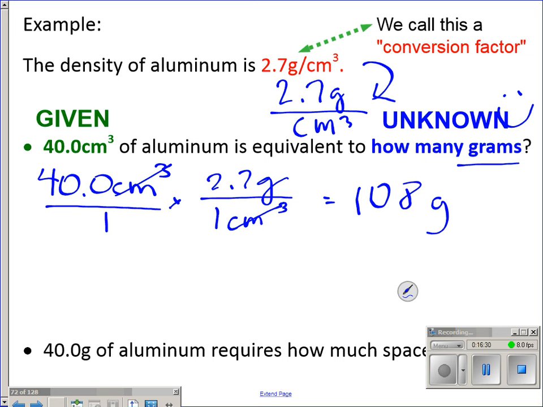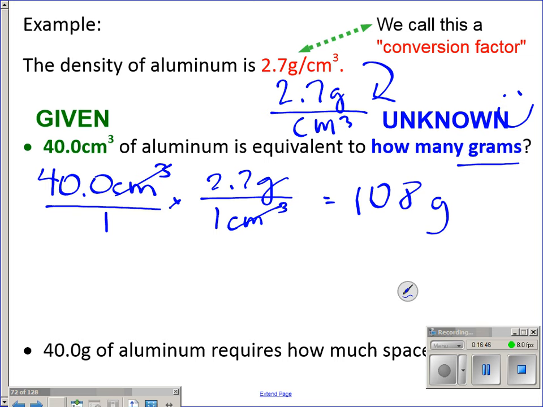Okay, that's it, guys. That's how we can utilize density, which we already know a little bit about, as a conversion factor versus setting up a proportion. So the earlier example for warm-up was find the volume. This question was use the volume and find the mass. We can do it both ways.